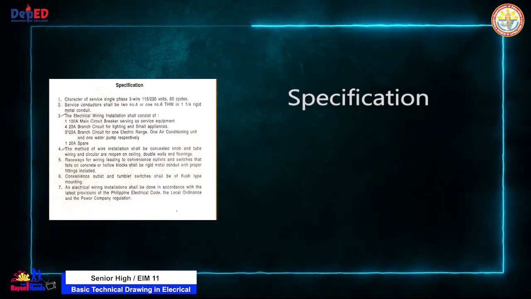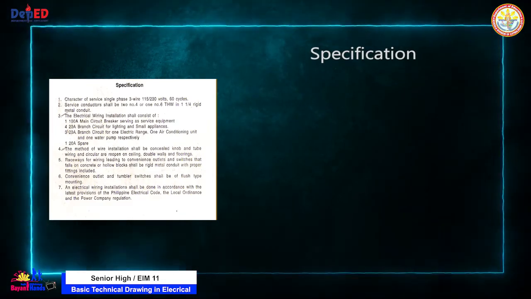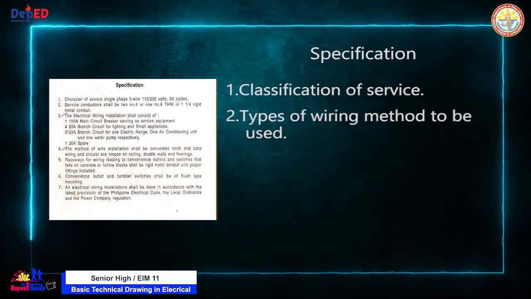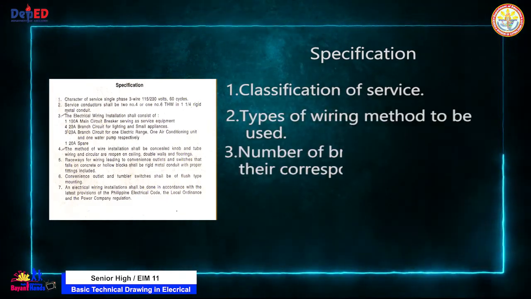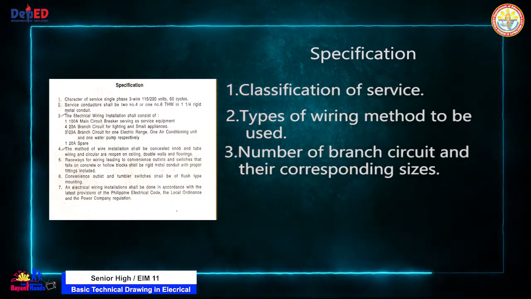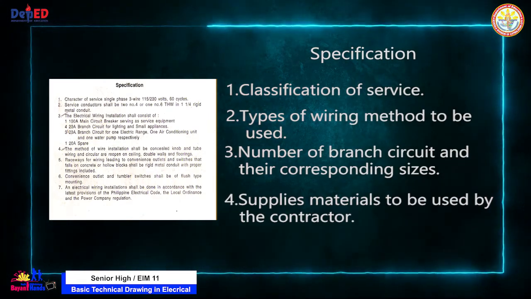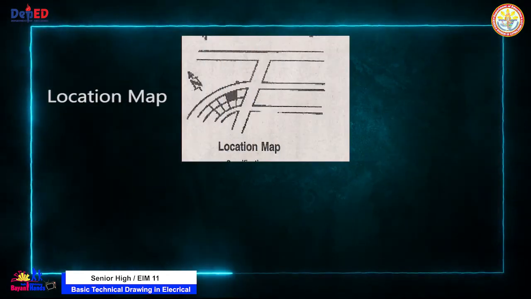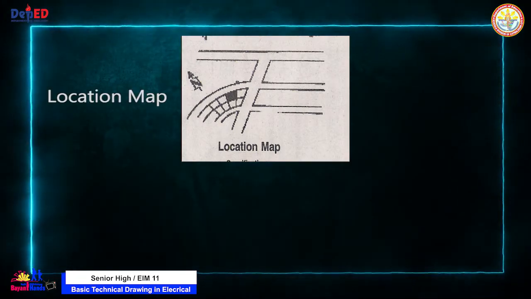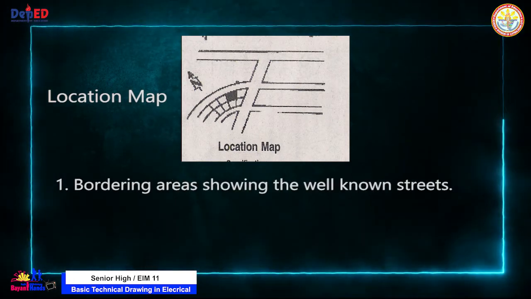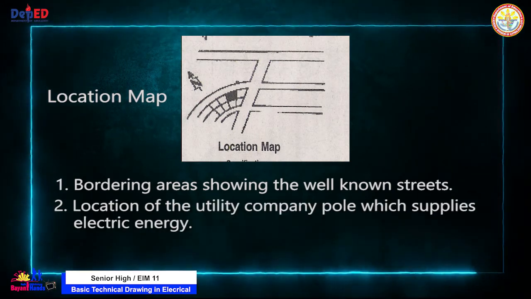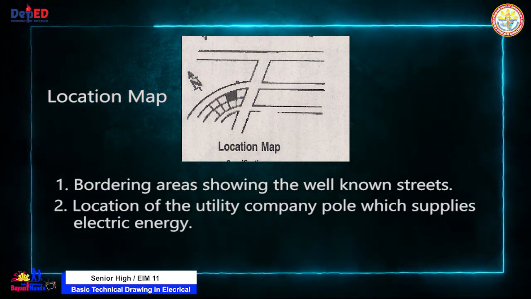Specification. Specifications include the following. Number 1. Classification of service. Number 2. Types of wiring method to be used. Number 3. Number of branch circuit and their corresponding sizes. Number 4. Supplies, materials to be used by the contractor. Location map. Location map shows the following details. Number 1. Bordering areas showing the well-known streets. Number 2. Location of the utility company pole which supplies electric energy.